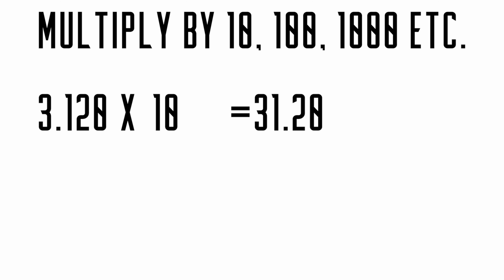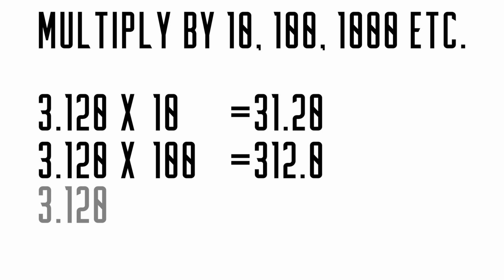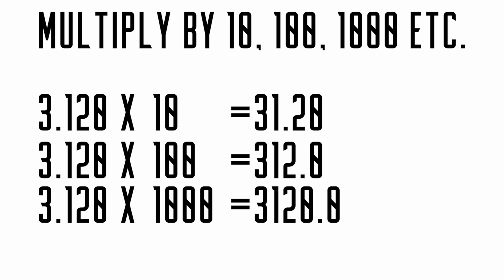If we look at a different example of this, a decimal number, 3.12, for this example we'll call it 3.120. Now if we multiply by 10, we get 31.20. If we multiply by 100, we get 312.0. And if we multiply 3.120 by 1000, we get 3120.0. Again, we can see a pattern emerging here.